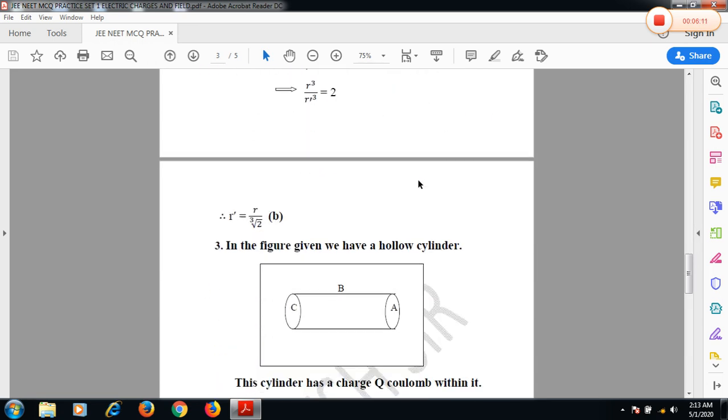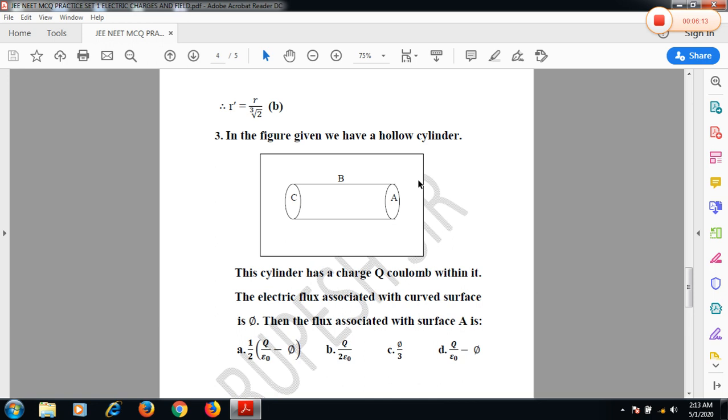Let us move forward to the third question. Here it has been given that in the figure given we have a hollow cylinder. Naturally there are two surfaces, A and C are the flat surfaces, and B has been given as the lateral surface. This cylinder has a charge capital Q coulomb within it.